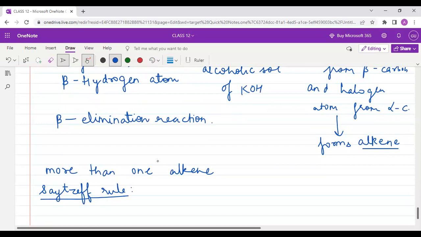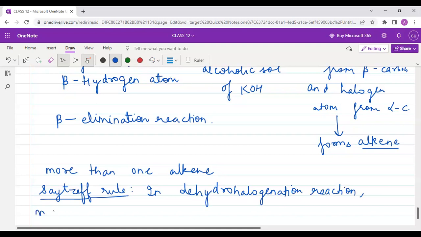So this rule states that in dehydrohalogenation reaction, so what is dehydrohalogenation reaction? What do you understand by dehydrohalogenation? Okay, I'll explain. First note down the statement and then I'll explain.